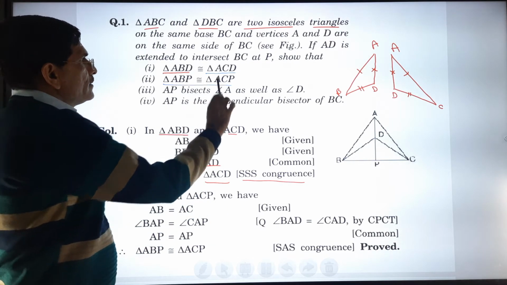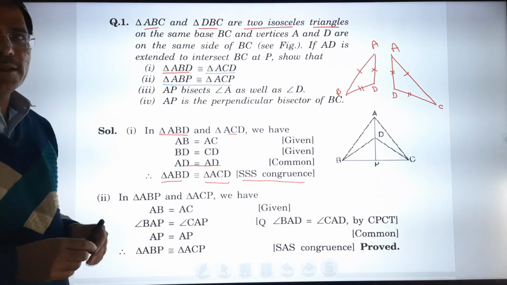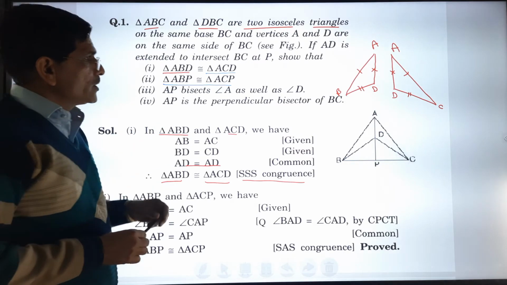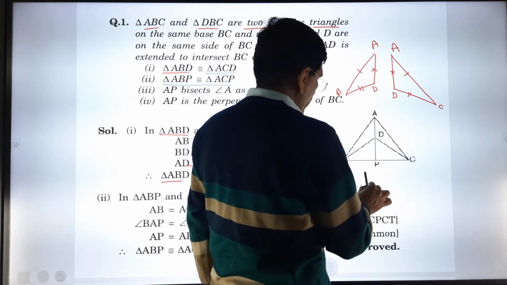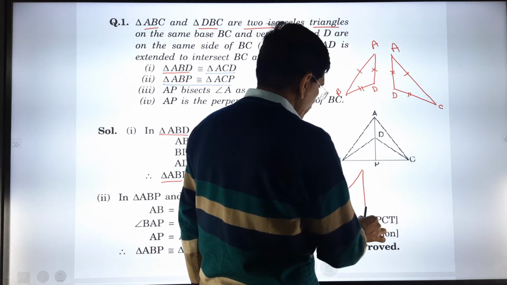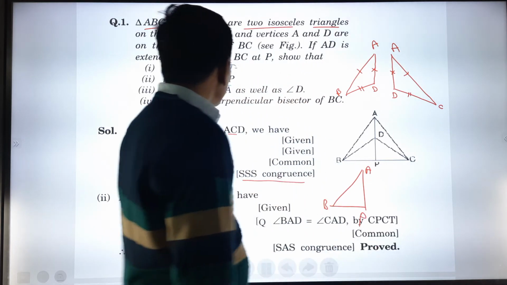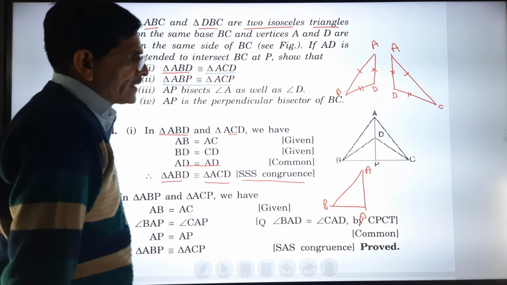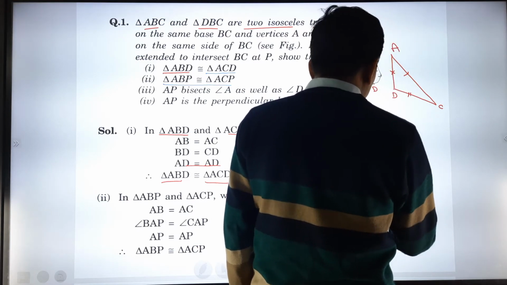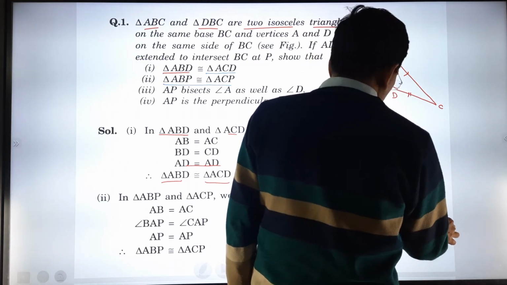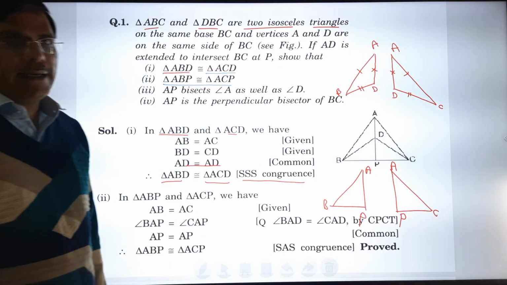Now second, triangle ABP and triangle ACP. See from here, we can draw one triangle here, ABP, and one more triangle, that is ACP. Already I have divided the triangle into two proper triangles, so you can understand it properly. Two triangles ACP and ABP are here.